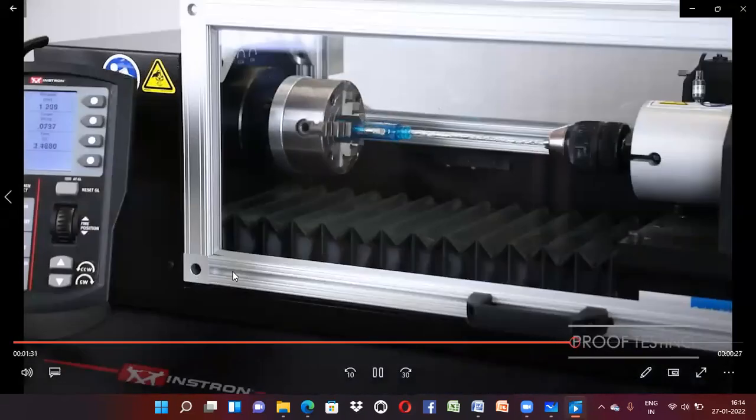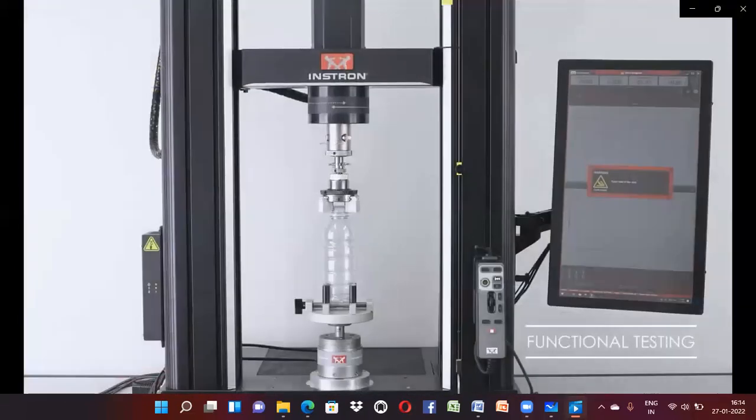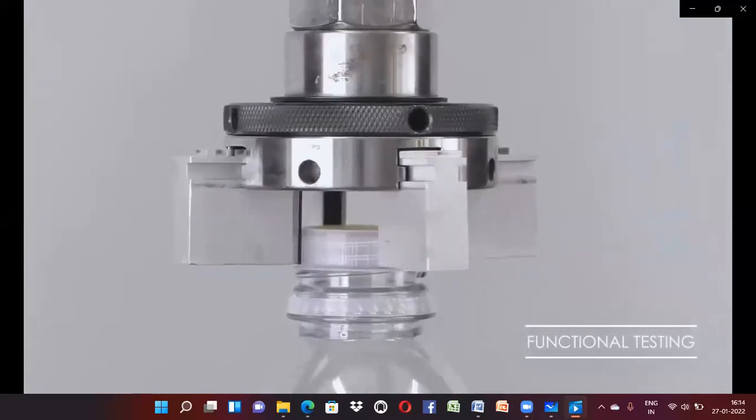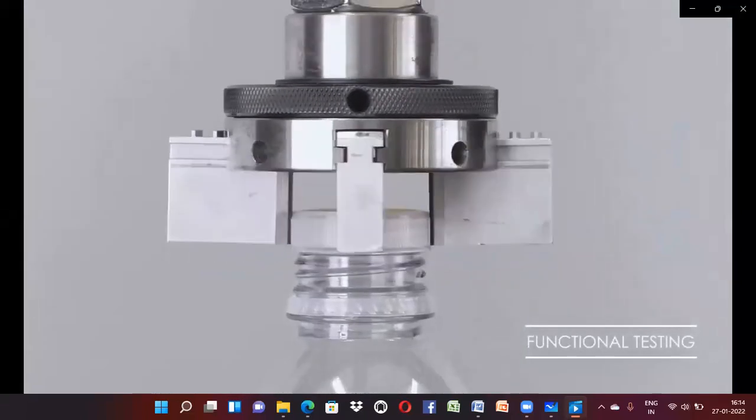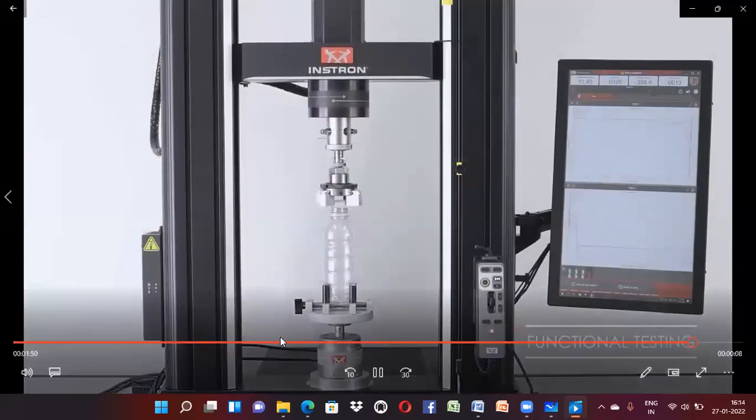Proof testing is when a torsional load is applied and held for a fixed amount of time. This proves that the product can withstand torsional forces for a set duration. Functional testing is performed on finished products such as bottle caps, medical implants, and steering columns to make sure the product performs well under the torsional loads it will encounter in use.